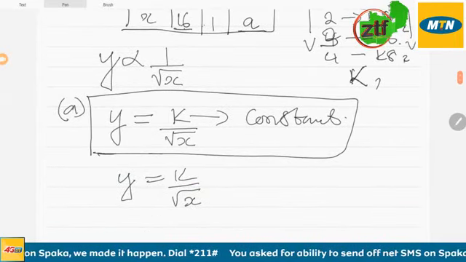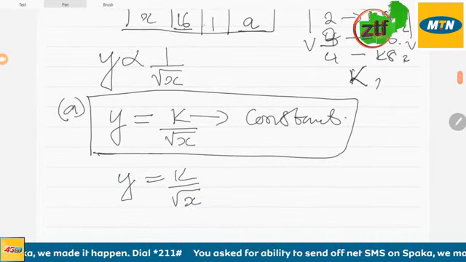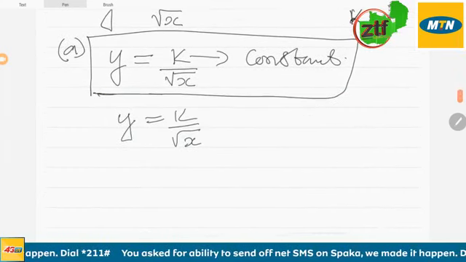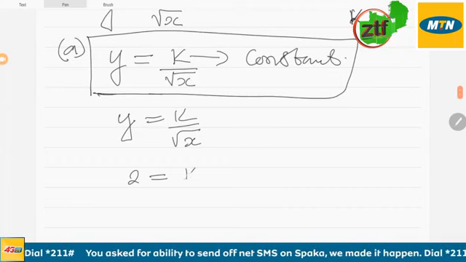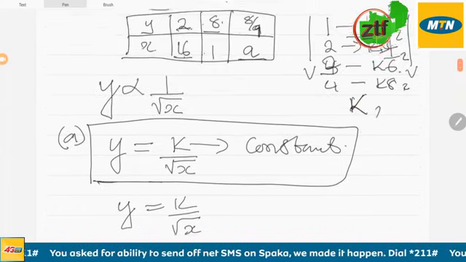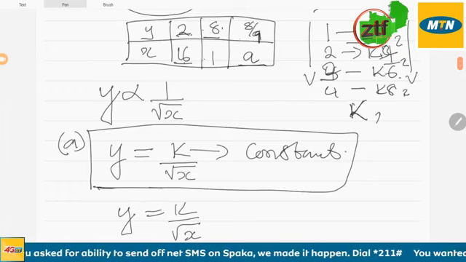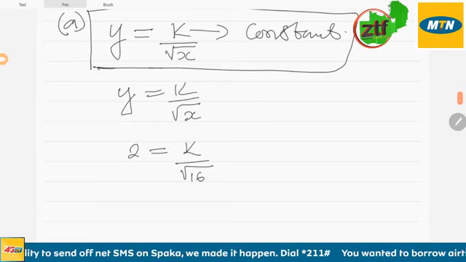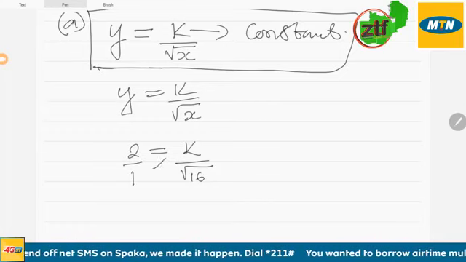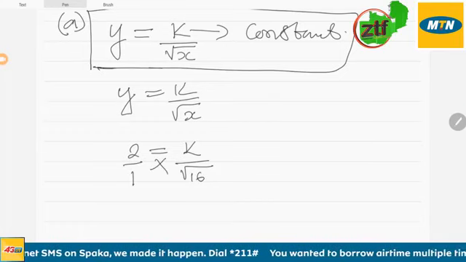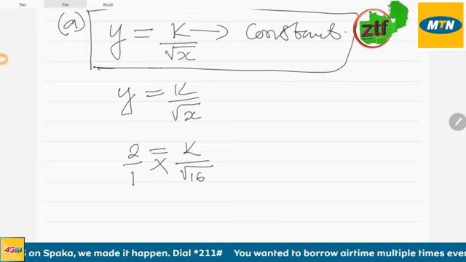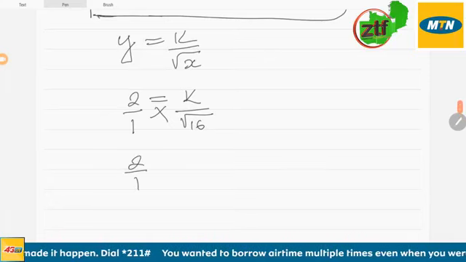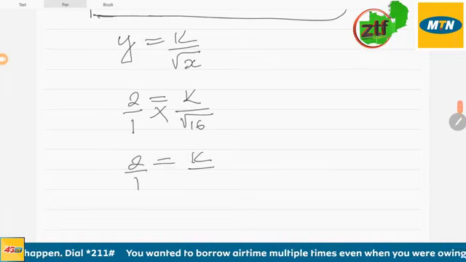The expression is y equals k over root of x. And when we go back to our table, our y is 2. So wherever there is y, we're going to replace it by 2. Then the corresponding value of x for 2 is 16, so we're going to have 16 in there. Right, so now we can cross multiply to find the value of k. Before we cross multiply, we know that the square root of 16 is 4. So we have 2 over 1 equals k over 4.